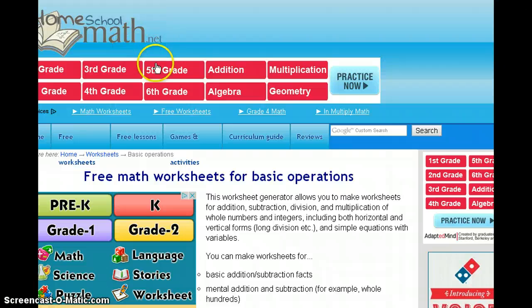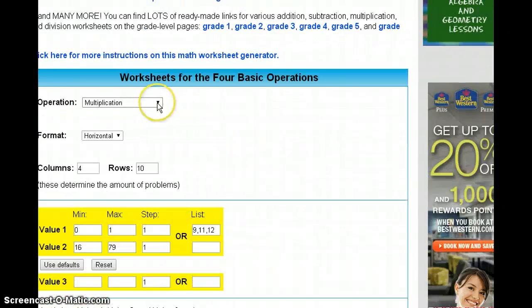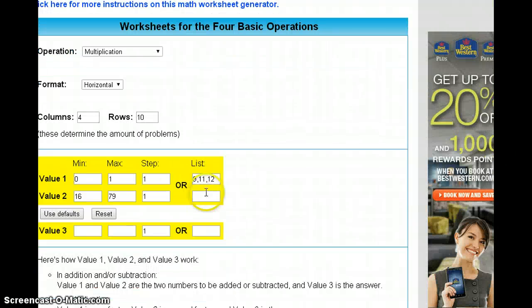So homeschoolmath.net has different generators, and what I had to do in here was pick the operation, which was multiplication, and keep things horizontal. I find that 4 by 10 fits on a sheet, and what I did for this one was I made my values not work out, so like zeros, ones, or whatever, and then I picked a list of numbers that I wanted. So in this case I could say 2, 4, and 5 is what I want to practice.